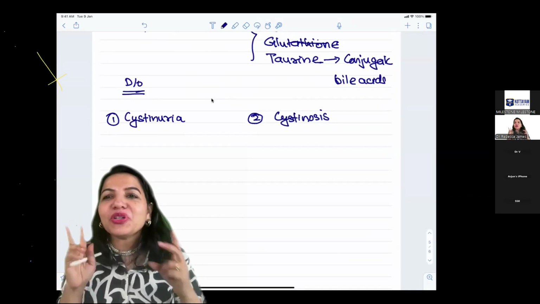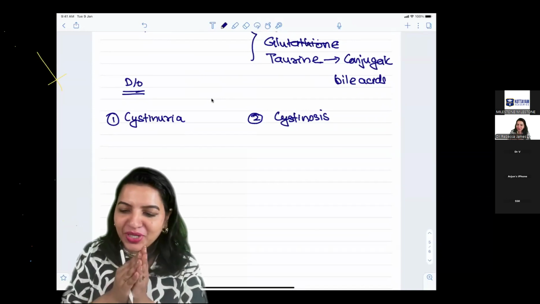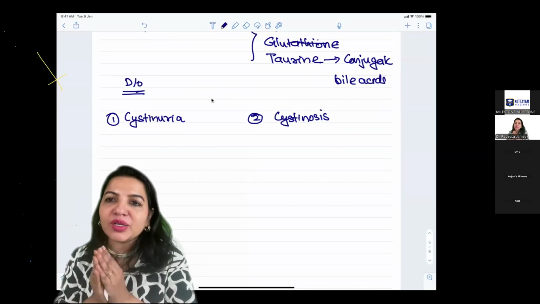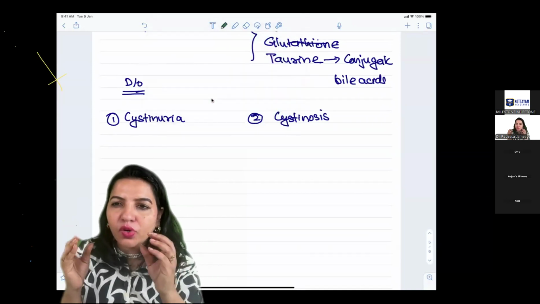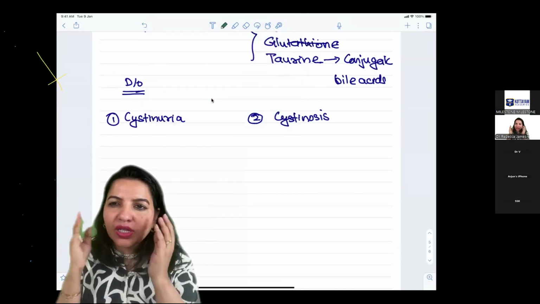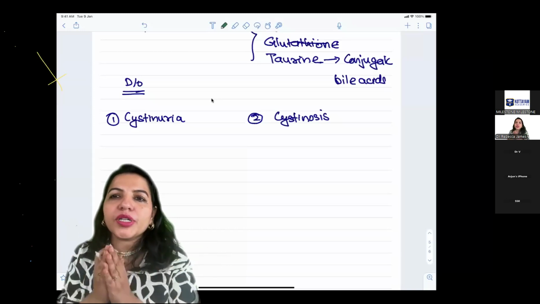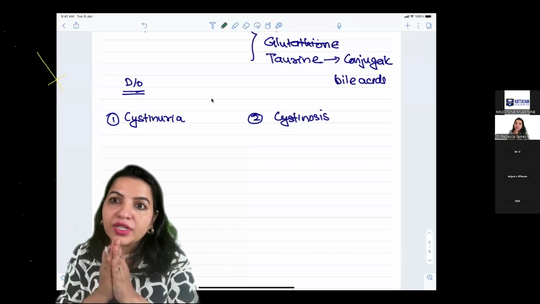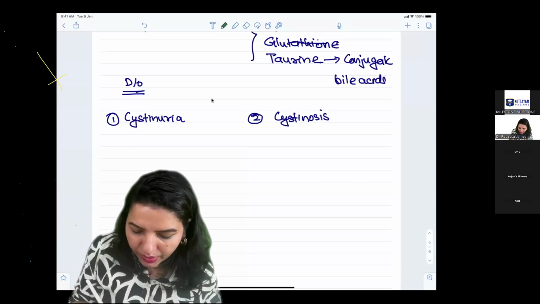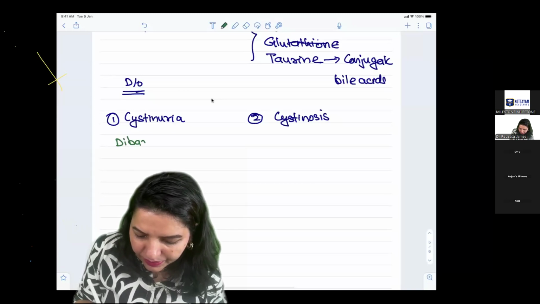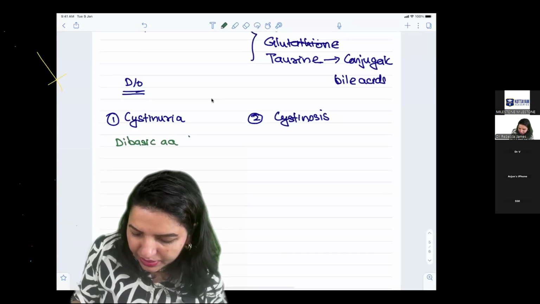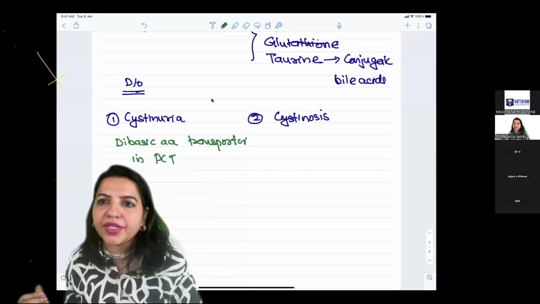So two disorders we are going to learn are cystinuria and cystinosis. First we are going to learn about cystinuria. Cystinuria and cystinosis, even though if you hear them, they sound almost similar, they are not so similar. They are two different entities. So what is cystinuria? Cystinuria is due to a defect in a dibasic amino acid transporter in the proximal convoluted tubules of the kidney.